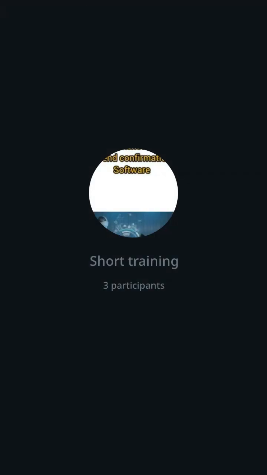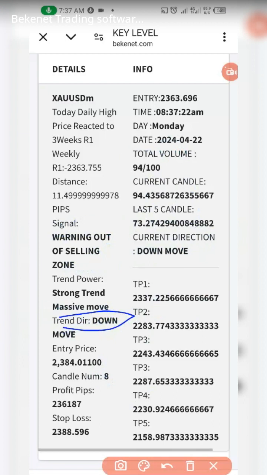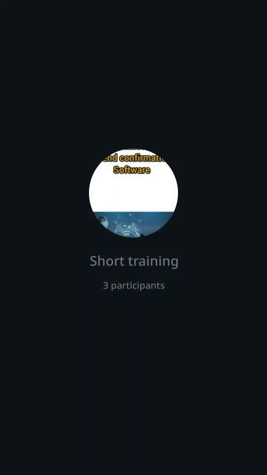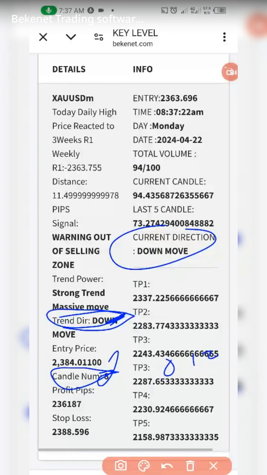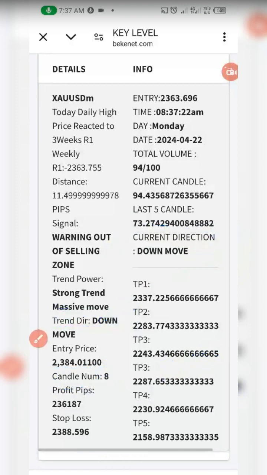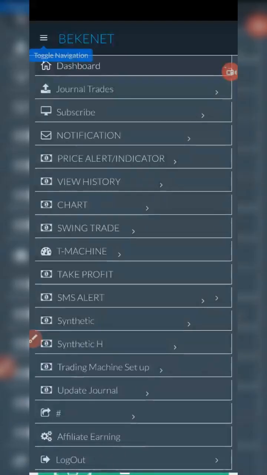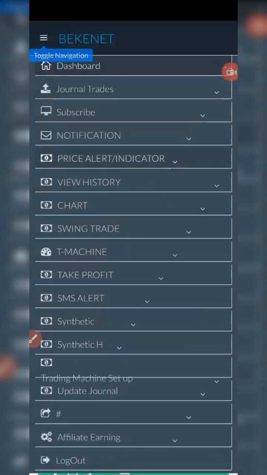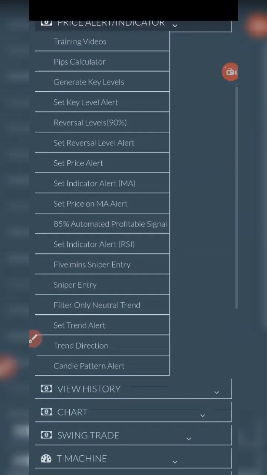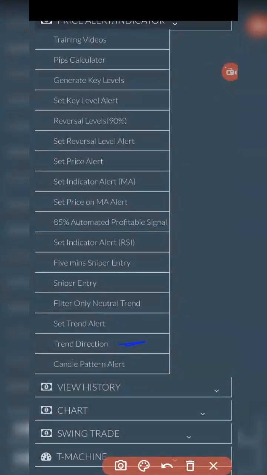Then the second setup has to do with what? The trend direction and numbers of candle with this. So once you see the trend direction is telling you downward movement or upward movement, and the numbers of candle is between 0, 1, and 2, then you can take the trade that is aligning with this. Simple and straightforward. Now let's move to the trend direction. And before I take some questions, under this trend direction we have this, we have this. So 2 of the trades we took today were from here and here. Now let's go into it.